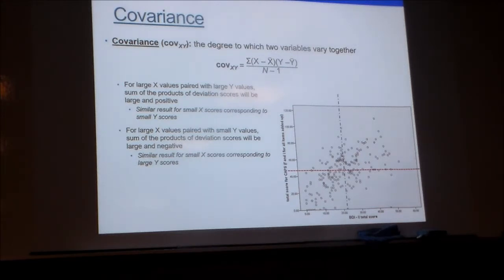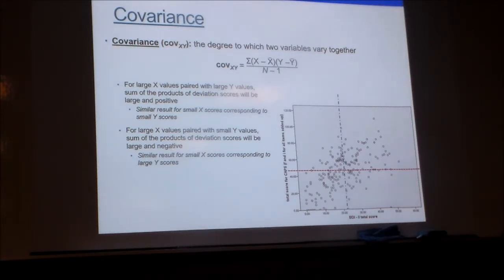Okay. However, if we have large X values that are paired with small Y values, some of the products of our deviation scores are going to be large and negative. Okay. What are we talking about here, Sam? What's the situation we're hypothetically talking about? Yeah, right? So we're just talking about a negative covariance.